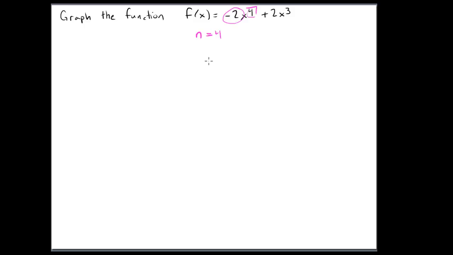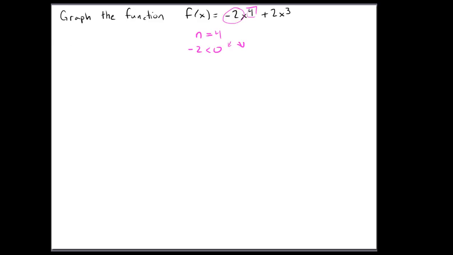The degree of my graph is 4, which means we're going to have the same end behavior, both pointing up or both pointing down. So either like this or like that. And since negative 2 is less than 0, that means both ends are pointing downward. So it's not these up pointing sides, it's these down pointing sides. That's what we're going to have for our end behavior.